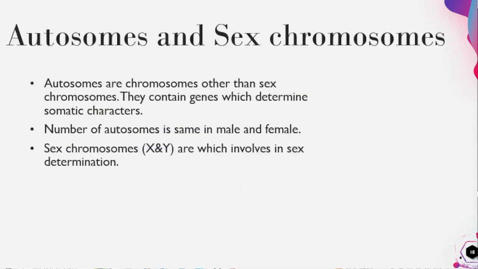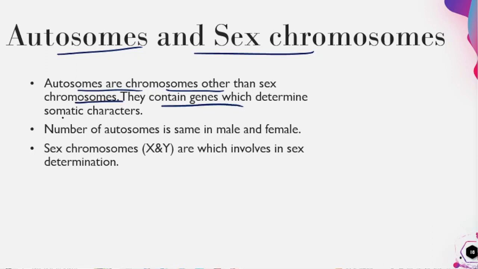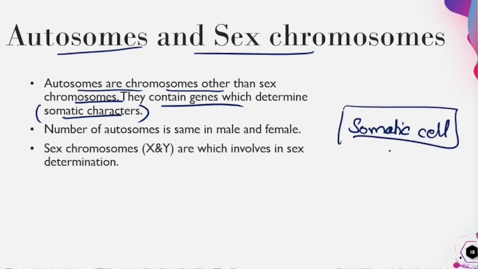Now let us see about the autosomes and sex chromosomes. So what are autosomes and sex chromosomes? Let us deal with it. If you see here, autosomes are chromosomes other than sex chromosomes. They contain genes which determine the somatic characters. Somatic cells, we say somatic cells. What is the meaning of somatic cells? Somatic cells are the cells other than the reproductive cells. So autosomes are the chromosomes that determine all other characters except the sex.